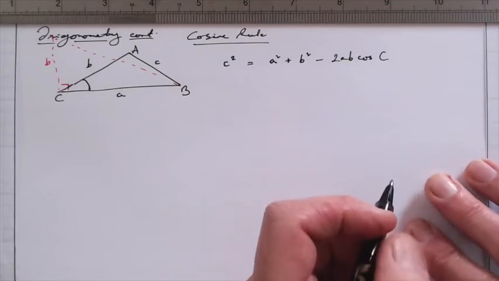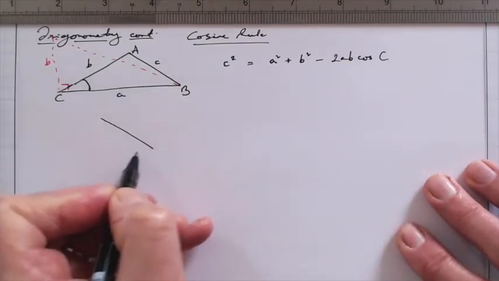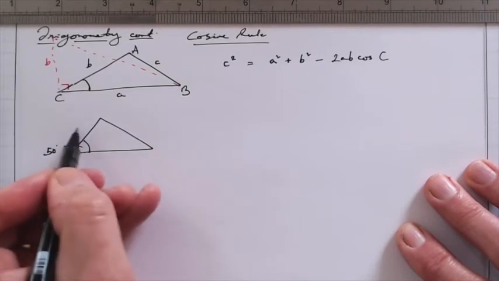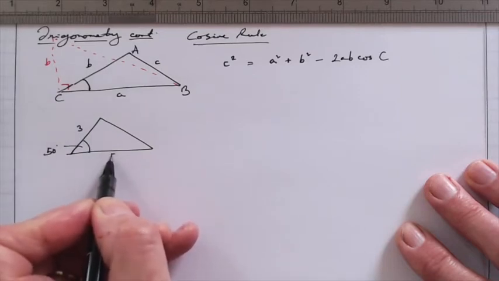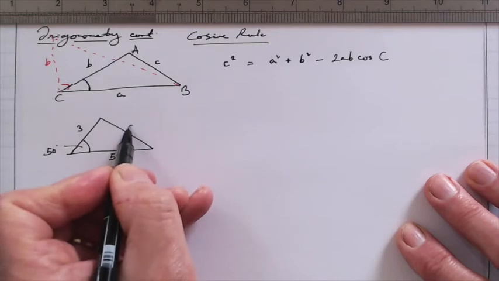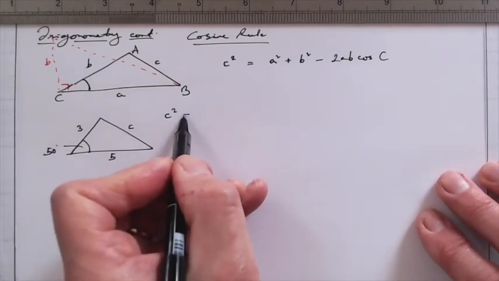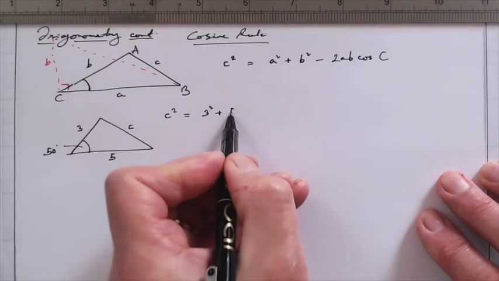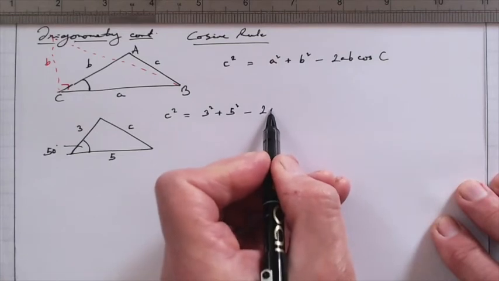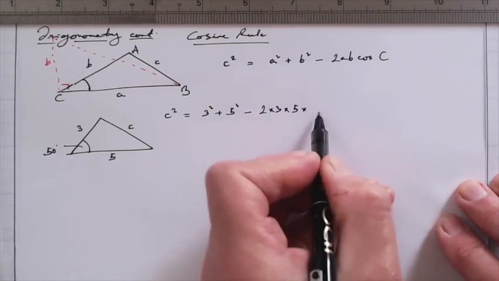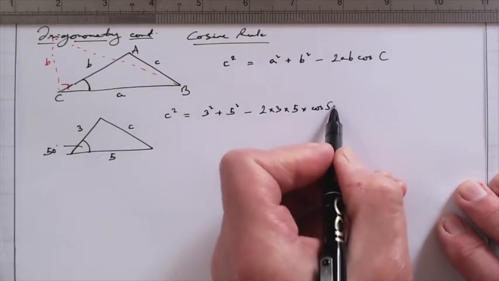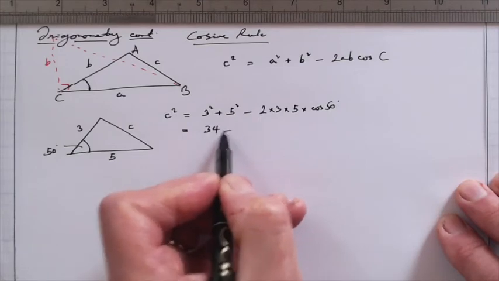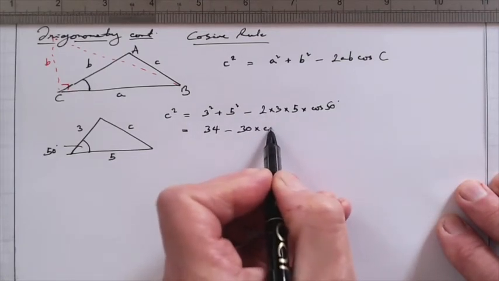So let's just use it to do an example. So let's take a triangle. Let's say this angle here is 50 degrees. Let's say the adjacent sides are respectively 3 units and 5 units, and then we have to ask what's the length of this side c opposite to the angle. And we just plug in the numbers really. So the square of this would be the sum of the squares of these two sides, so it's 3 squared plus 5 squared. Take away twice the product of those two sides times the cosine of the angle 50 degrees. So this is 9 plus 25, which is 34. Take away 30 times cosine of 50 degrees.